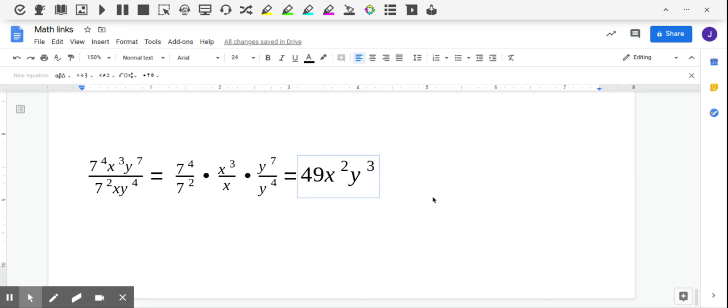simplified form. So I hope this helps you guys out, and good luck on the assignment.